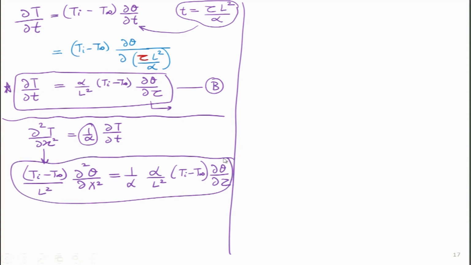Now I think many of the students must be seeing that there are a lot of cancellations that can take place. So let us go ahead and do that. Alpha gets cancelled with this alpha, L square gets cancelled over here, this whole thing in bracket gets cancelled over here. So what I have left remaining is del square theta by del x square is equal to del theta by del tau.